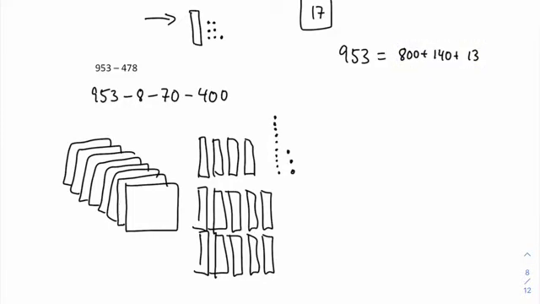And the reason we do that is because now, in order to subtract 478, I'm going to do that in pieces. I'm going to remove 8 from 13, I'm going to remove 70 from 140, and I'm going to remove 400 from the 800. And this makes it possible to do position by position.